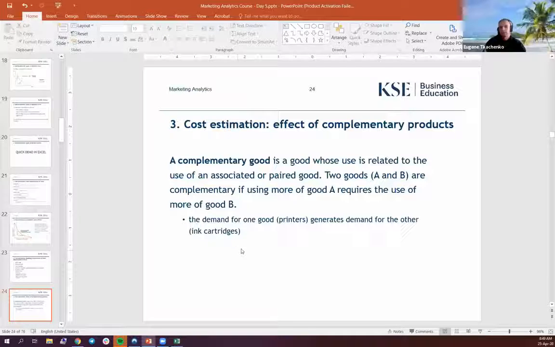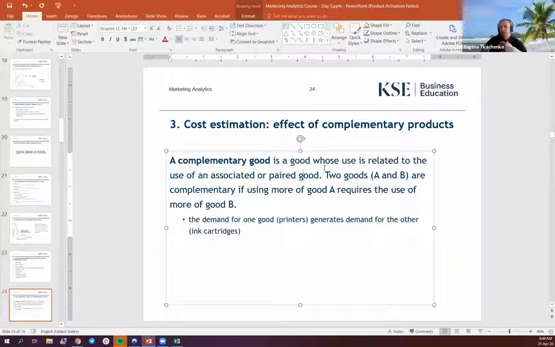So basically, when we're talking about a complementary good, it's a good which is related, associated, or a paired good. So in this particular situation, the demand for one good, printers, also generates demand for another good, the ink cartridges. So basically, good A is a printer and good B is the inks. Make sense? Ink cartridges. Okay, sweet.